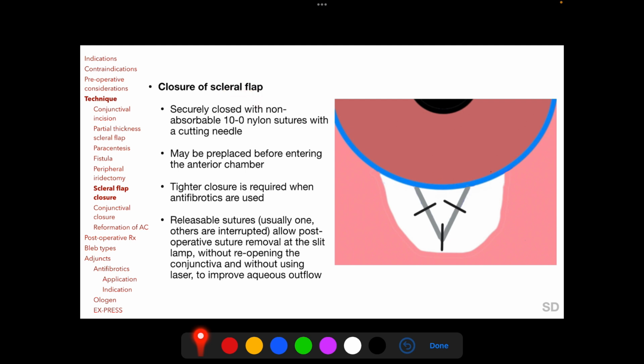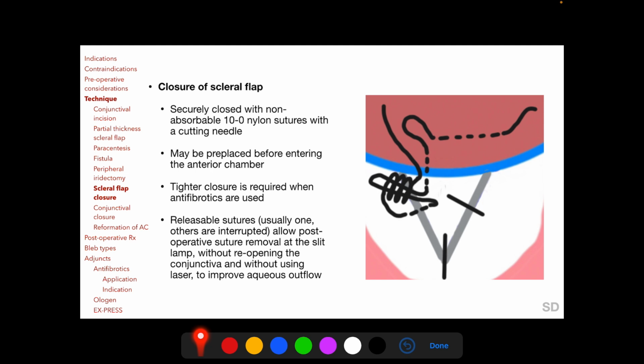The scleral flap should be securely closed with non-absorbable 10-0 nylon sutures with a cutting needle which has sharp edges, and this is in contrast to suturing of the conjunctival flap, which should be done with a non-cutting or a vascular needle which has a round cross-section. A tighter closure of the scleral flap with these sutures is required when antifibrotics are simultaneously used, and one can make one of these sutures a releasable one as shown here in this diagram to allow post-operative suture removal at the slit lamp to improve aqueous outflow without reopening of the conjunctiva or without using laser for suture lysis.